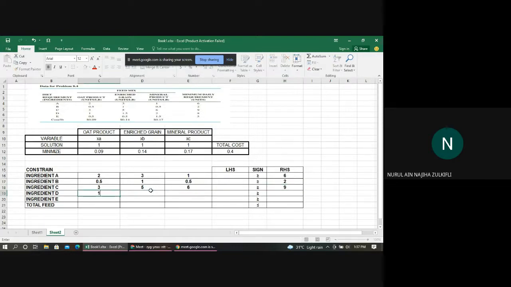And then for the ingredient D: 1, 1.5, 2, and then the greater than is 8. For the ingredient E: 0.5, 0.5, 1.5. And then we get 5. And then for the total feed is 1, 1, 1, and then smaller than 6. So how do we get the LHS? It is sum product of the solution.